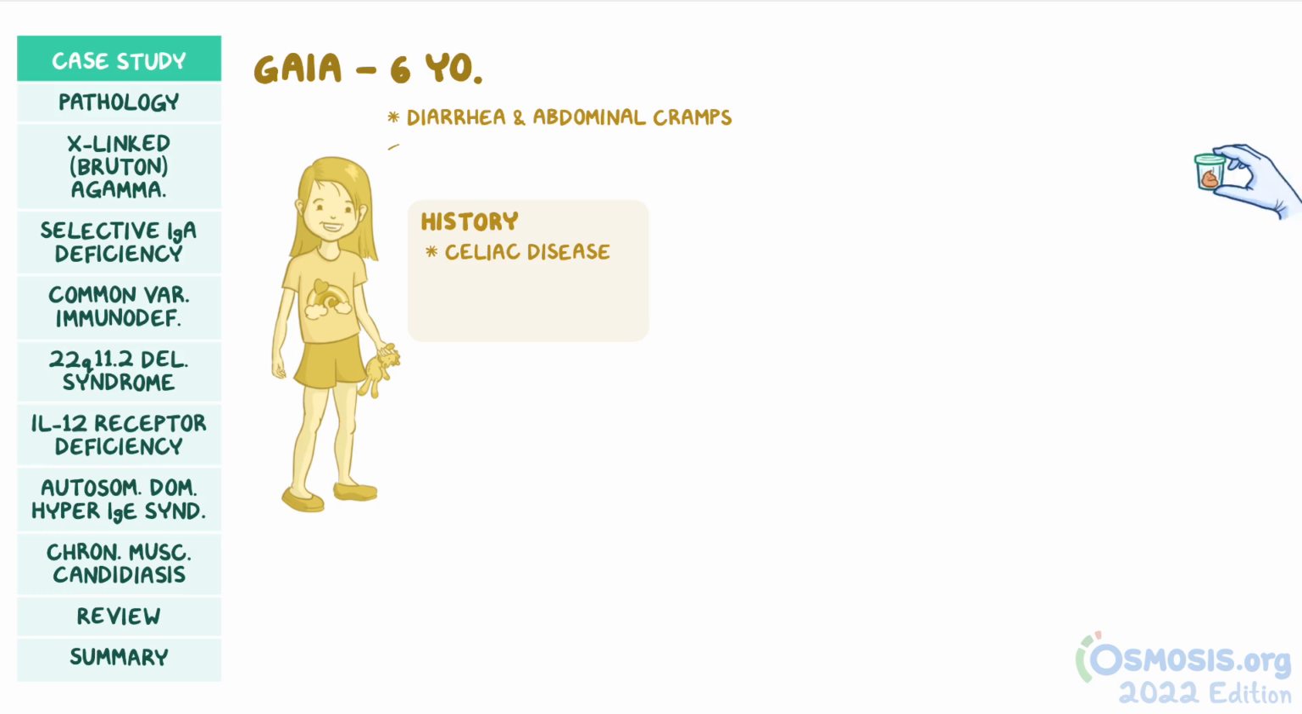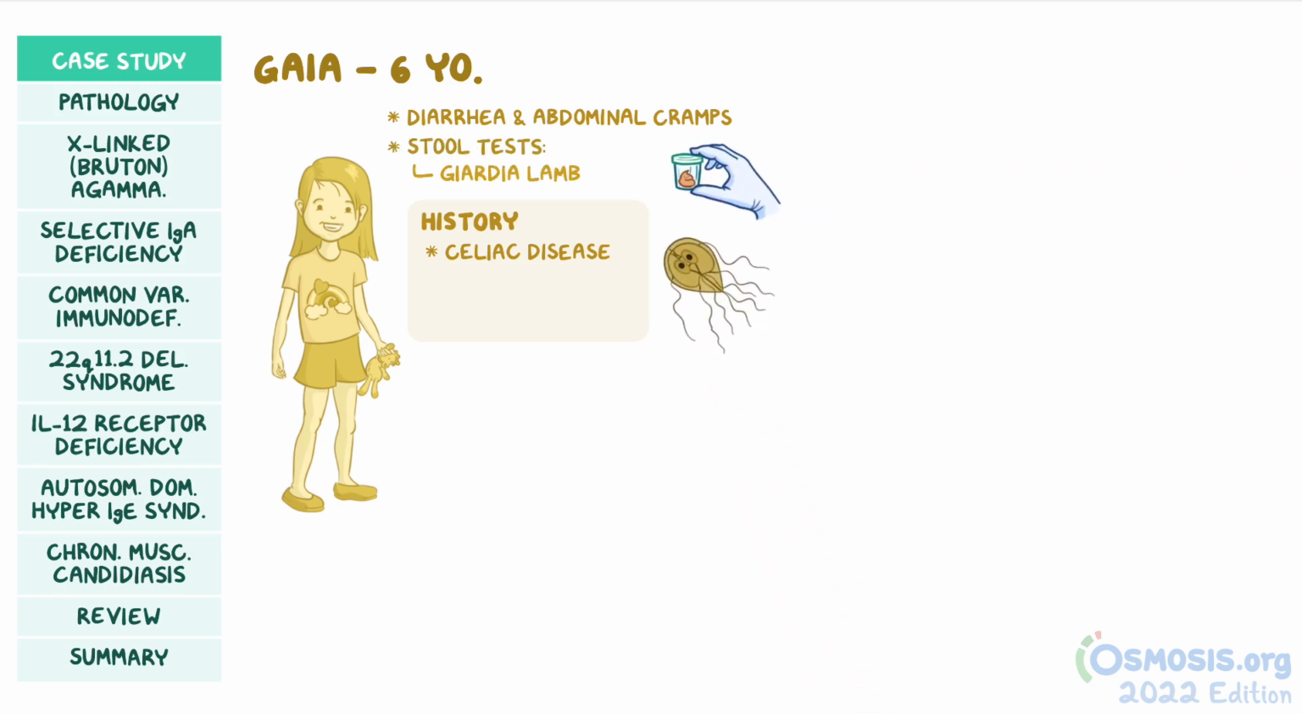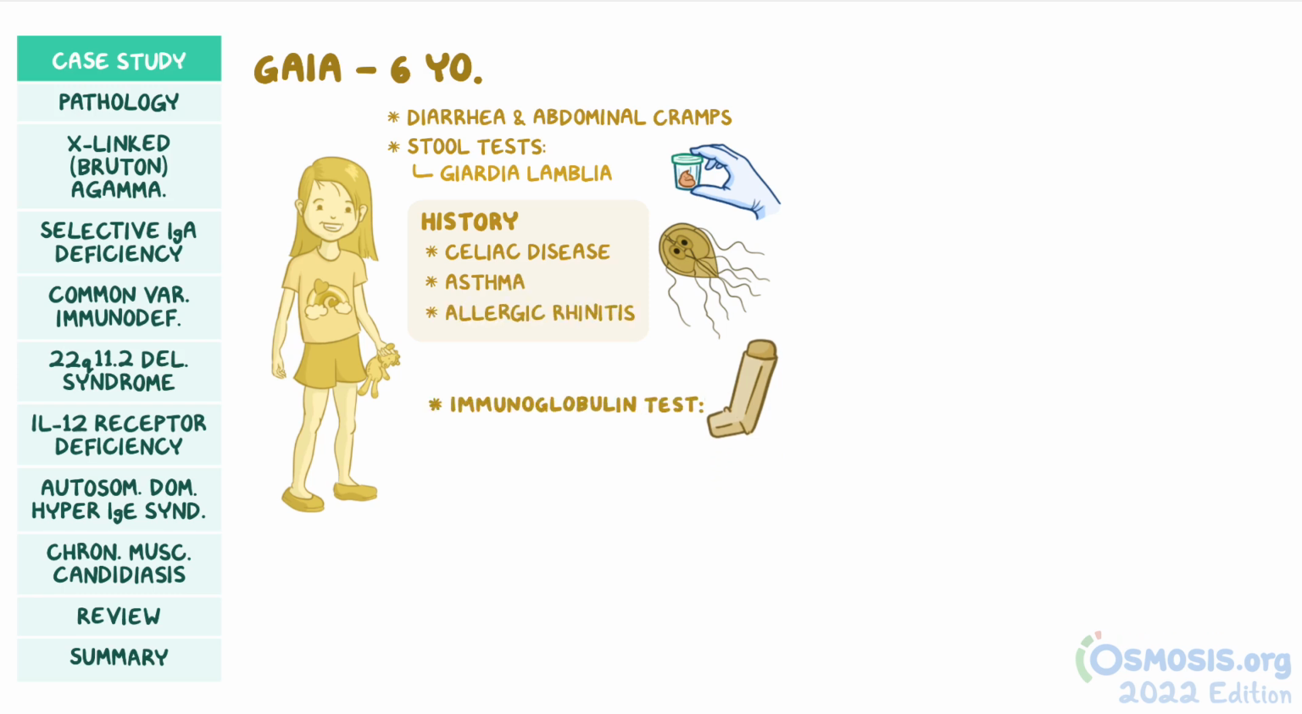You decide to first run stool tests, which reveal the presence of the parasite Giardia lamblia. In addition, Gaia's parents tell you that she has a history of asthma and allergic rhinitis, so you also order an immunoglobulin test which shows low IgA and increased IgE levels in her blood.